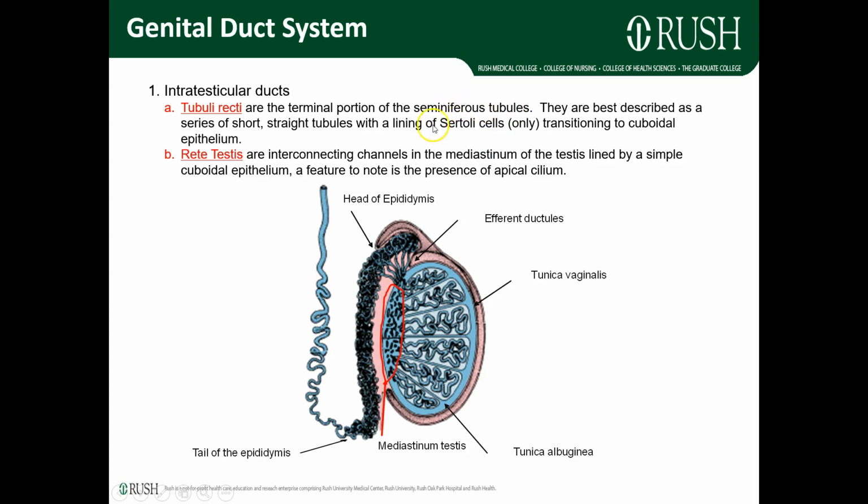So in other words, they are losing their spermatogenic cells completely, and now they're becoming lined with Sertoli cells, and then they eventually transition to cuboidal epithelium. That is seen in the next stage, referred to as the rete testis, and they are the interconnecting channels in the mediastinum, in this region circled with the red circle here, and they are lined with simple cuboidal epithelium. One of the features you should note is the presence of the apical cilium inside here as the sperms are traveling through this region.